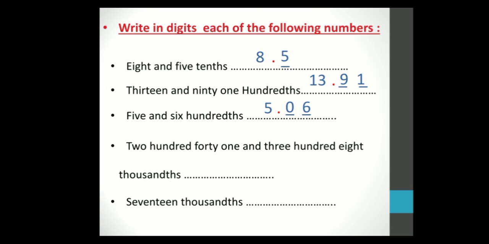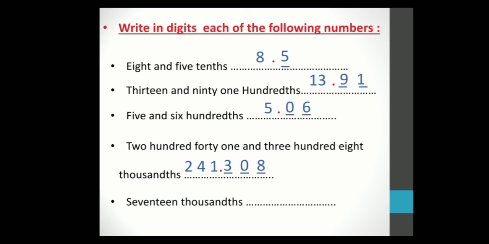241 and 308 thousandths. So first we write 241, it's the whole number, and then a decimal point. Now, in the decimal part we have 308 thousandths. Thousandths means the third place after the point. So I put 3 places. I need to write in these places 308. So I write 308.